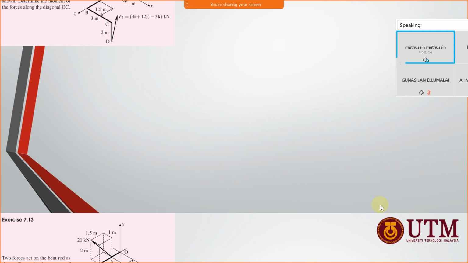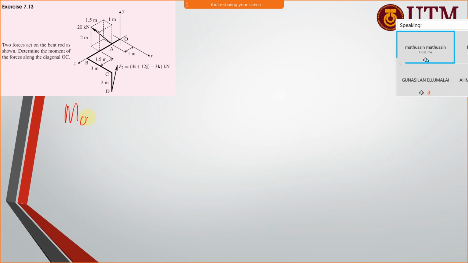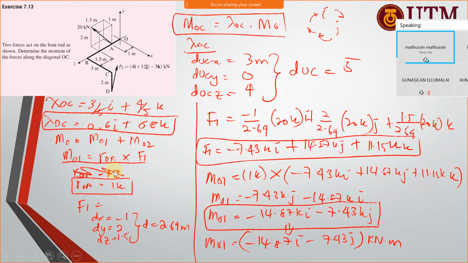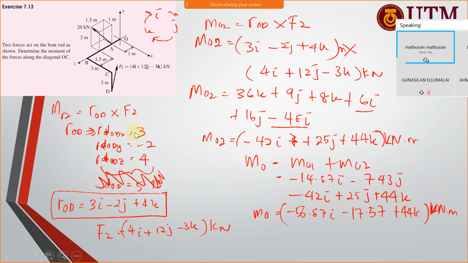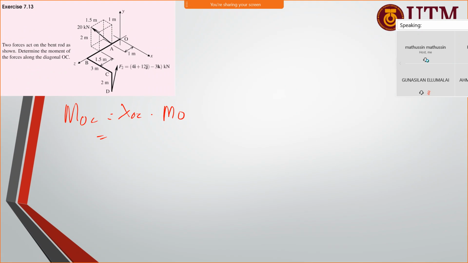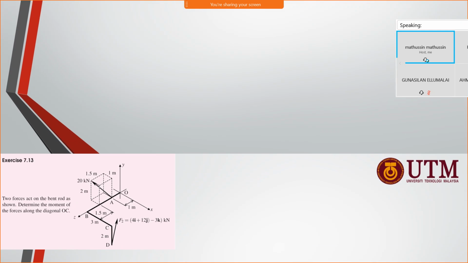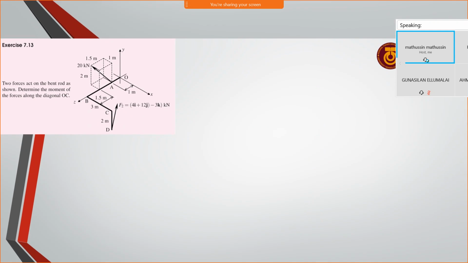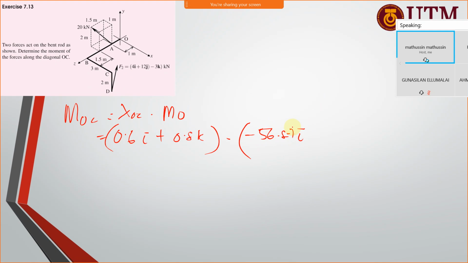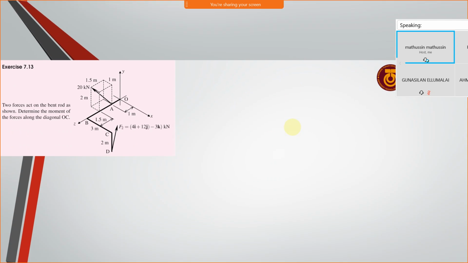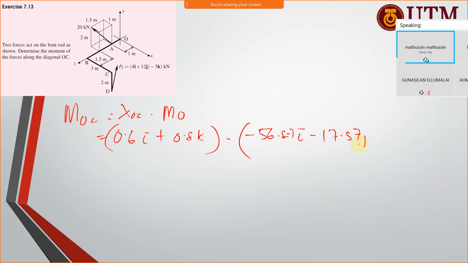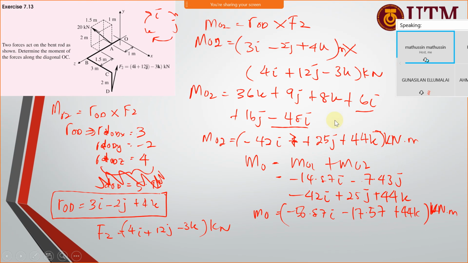Then last one, kita dapatkan MOC, which is lambda OC dot with MO. So berapa lambda OC kita dapat tadi? Ini kan 0.6 dengan 0.8. 0.6I, 0.8K. So 0.6I tambah 0.8K dot with negatif 56.87I. Okay, and then tolak 17.57J. And then last one 44K.